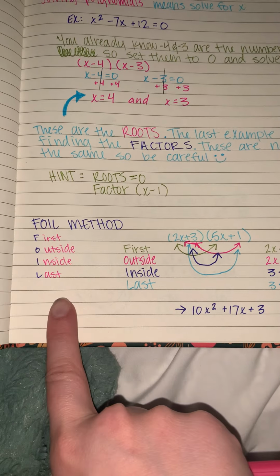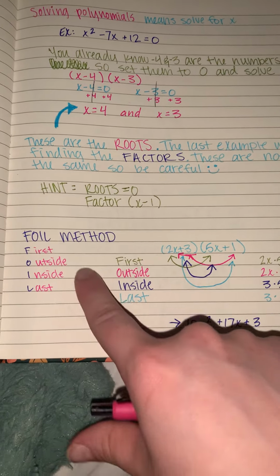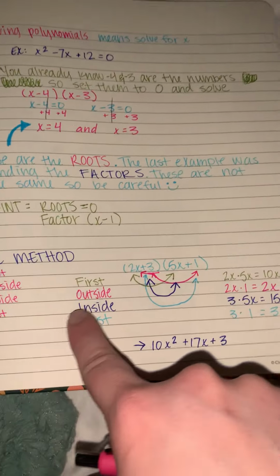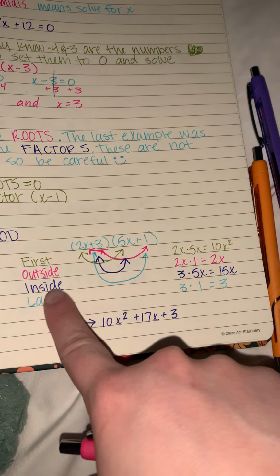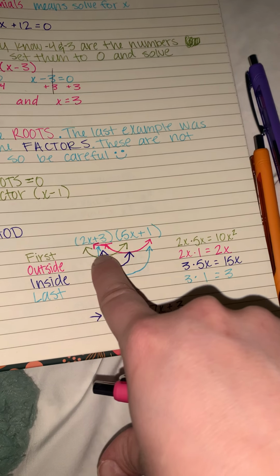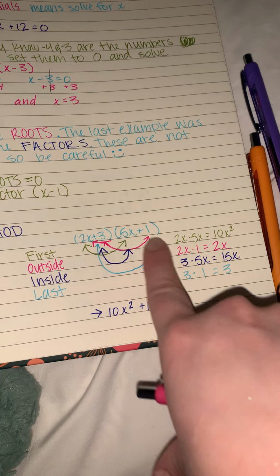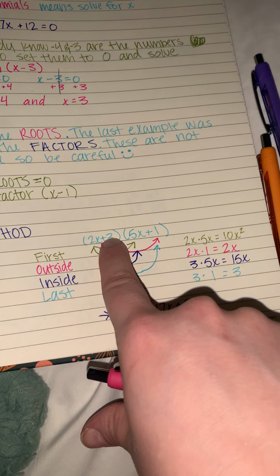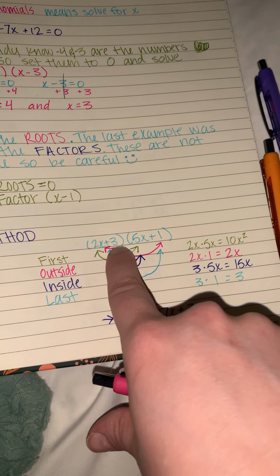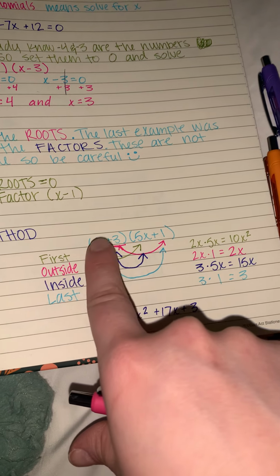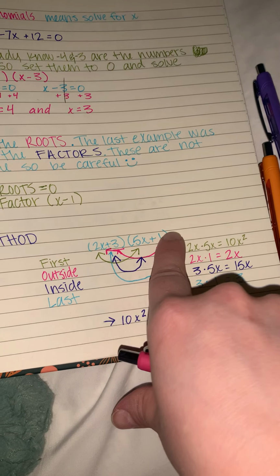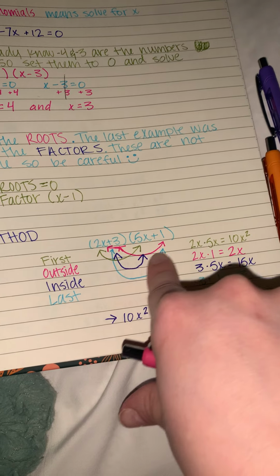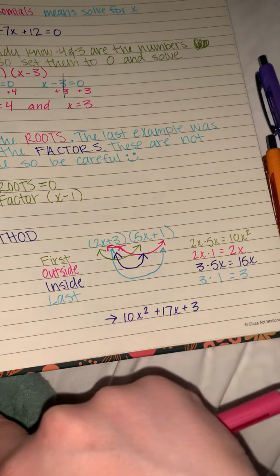The FOIL method is what I taught you a second ago. This might help you remember. It stands for first, outside, inside, last. I color-coded them for you. So first is the first one and the first one from the set of parentheses, and I wrote them out right here for your viewing pleasure. And then outside is the two outside ones. And then the two inside ones and the last ones.